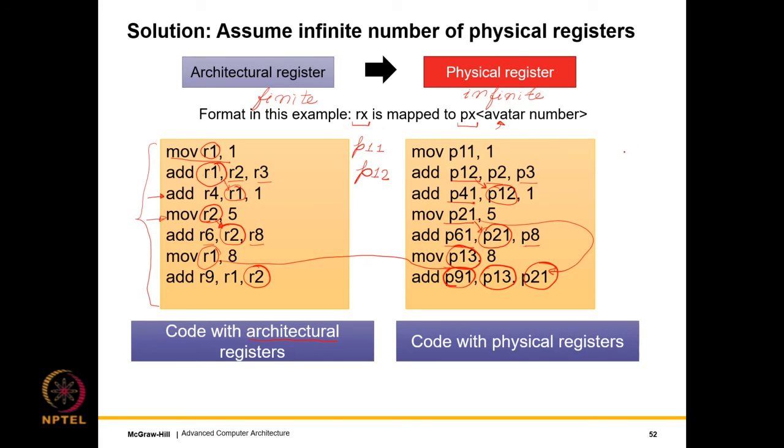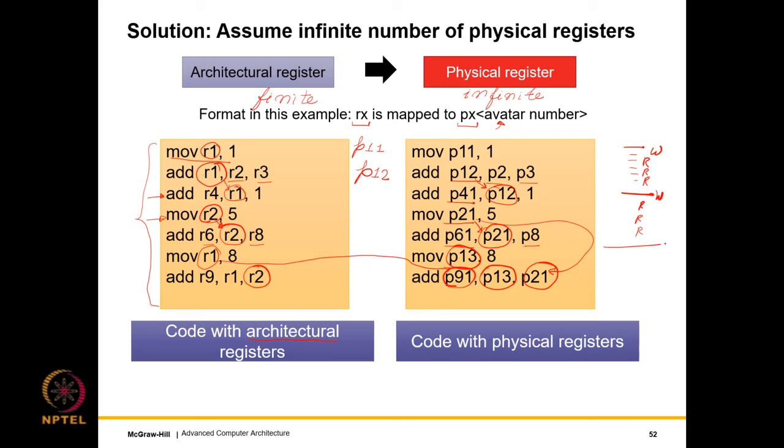What you see is that whenever we write to an architectural register, we actually create a new avatar of it. So we write once, and we read many times. Again, we create a new avatar of it, which is a write. These are all reads. Again, we create a new avatar and we read.